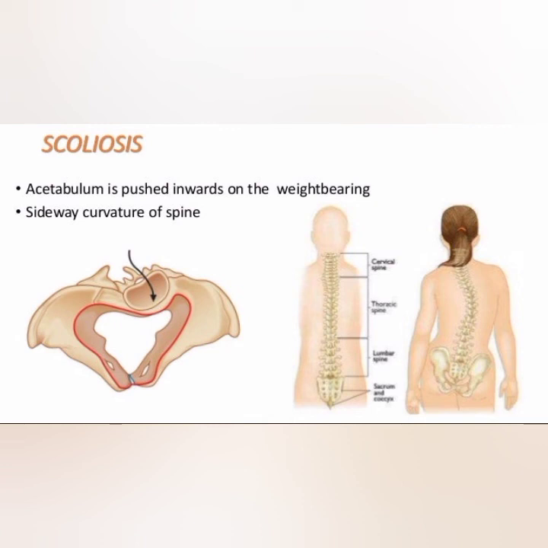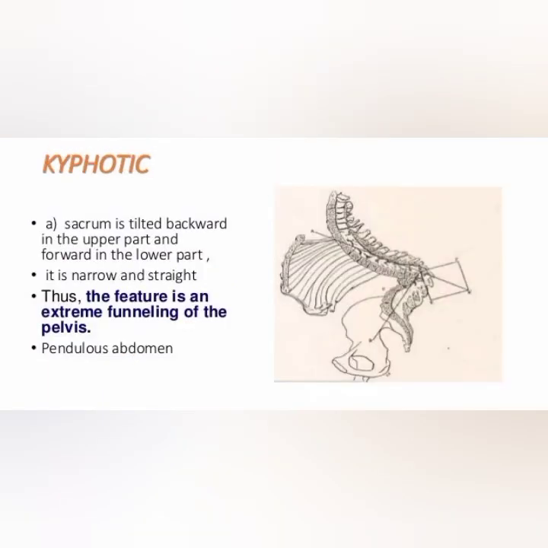Then, due to scoliosis, the acetabulum is pushed inwards on the weight bearing side, then sideways curvature of spine will occur. Then in the kyphosis, the sacrum is tilted backward in the upper part and forward in the lower part. It is narrow and straight.